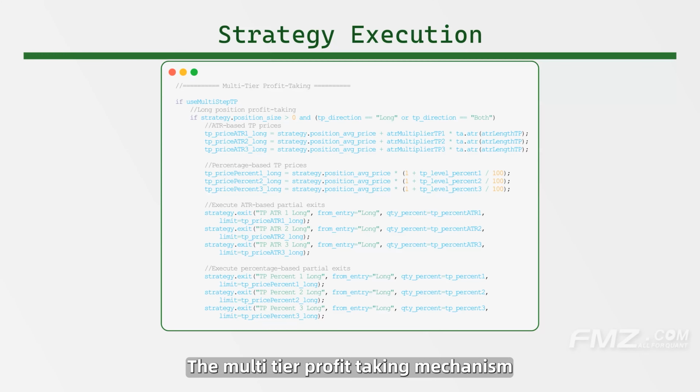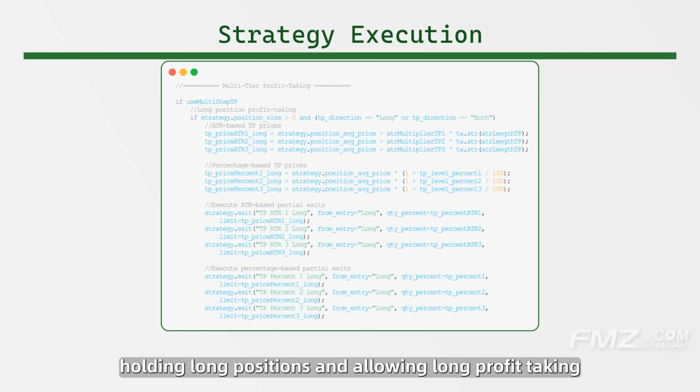The multi-tier profit-taking mechanism is the core highlight of the strategy. It shows refined design for profit management. The system first checks whether multi-tier profit-taking is enabled and the profit-taking direction setting. This ensures profit-taking logic only executes when holding long positions and allowing long profit-taking.